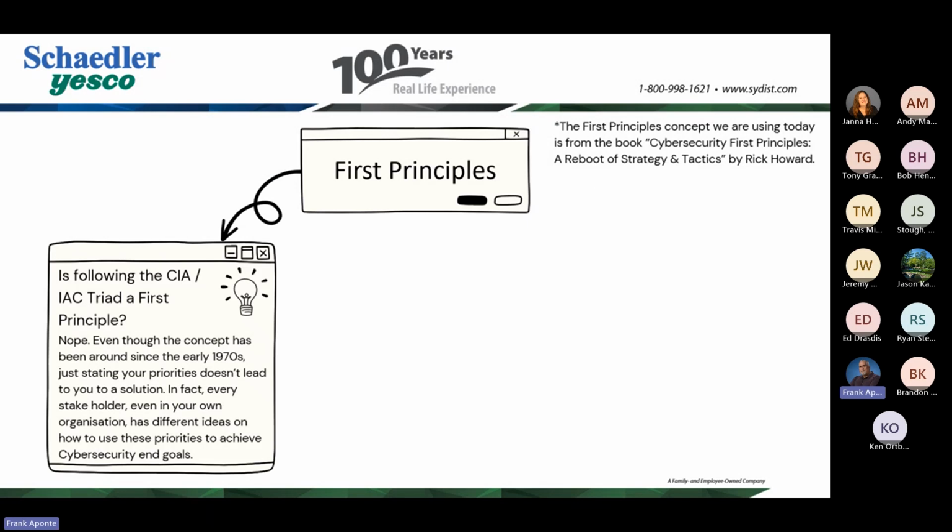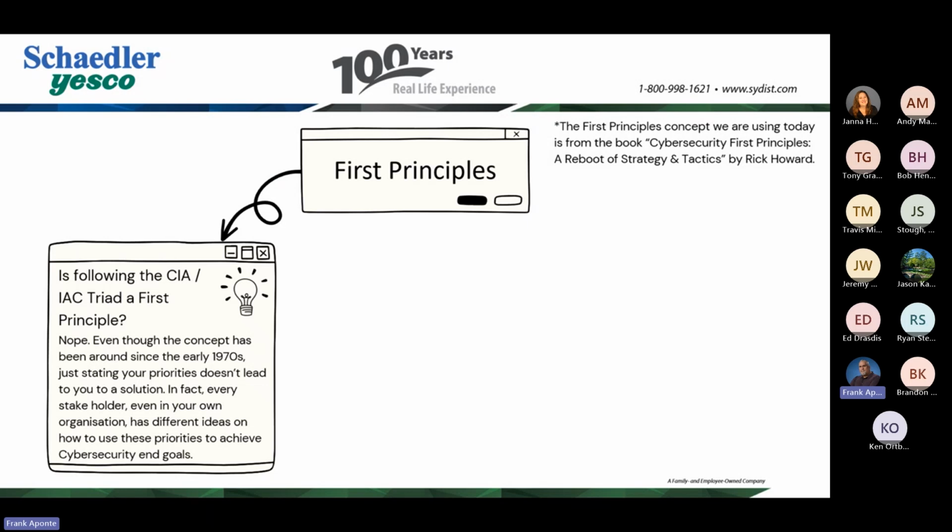This first section is specifically about first principles, and this is where the ideas for that come from. When you think of first principles, a lot of people think, well, the CIA triad, is that a first principle? What I mean by that is the confidentiality, integrity, and availability of data, although in the OT world, it's usually mostly integrity and availability, not instead of, but at a higher priority than confidentiality. And pretty much the answer is no. The CIA concept has been around since the 1970s, and just stating your principles and your priorities doesn't really lead you to a solution. So that doesn't really make for a good first principle.